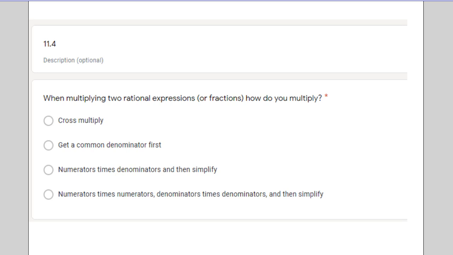It also happens to be the exact same steps when multiplying fractions, because rational expressions are just fractions with expressions instead of fractions with numbers. So if you're multiplying like 2/3 times 5/7, you multiply straight across. So that'd be 10/21.